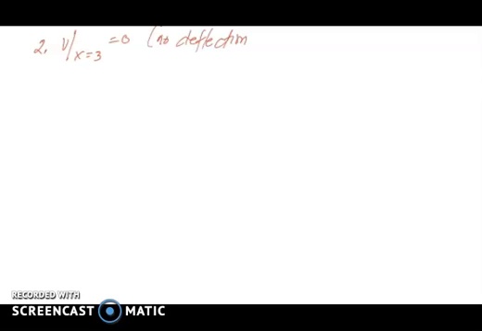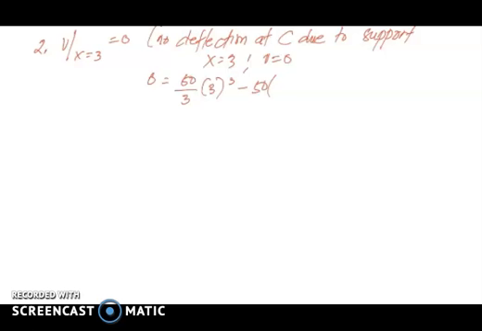If we try to substitute this to our equation at segment BC, we have 0 is equal to 50 all over 3 times 3 cubed minus 50 times 3 minus 2 cubed plus C sub 3 times 3 plus C sub 4. So we have 3 C sub 3 plus C sub 4 is equal to negative 400. This is Newton meter cubed.